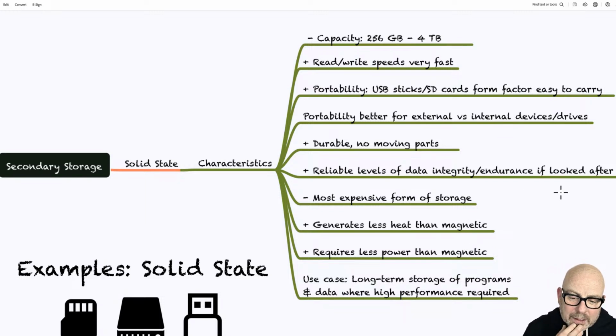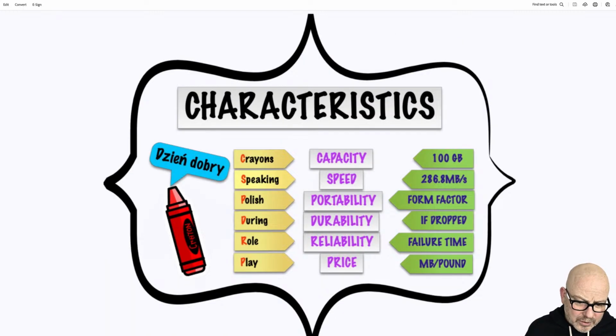Okay, solid state characteristics. I think we've done this one actually. Reliable levels of security. So this is characteristics of solid state. It's the Gucci for everything. So make sure that you can talk about these in a question.